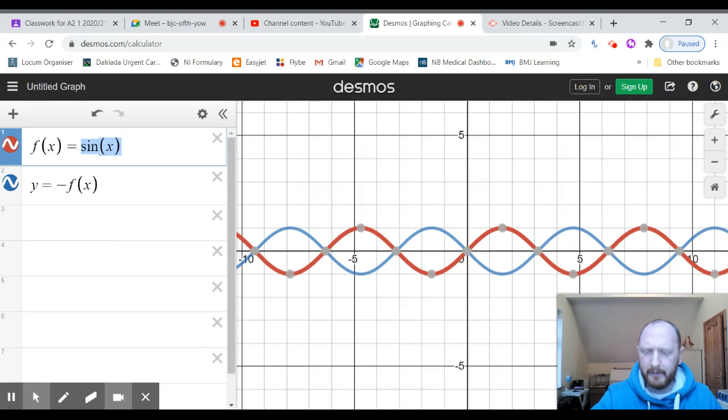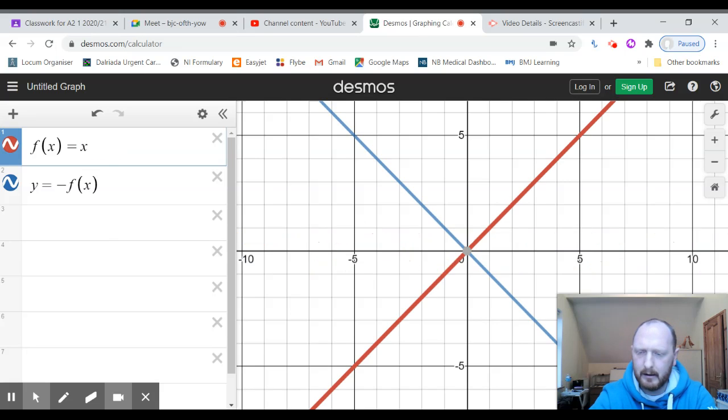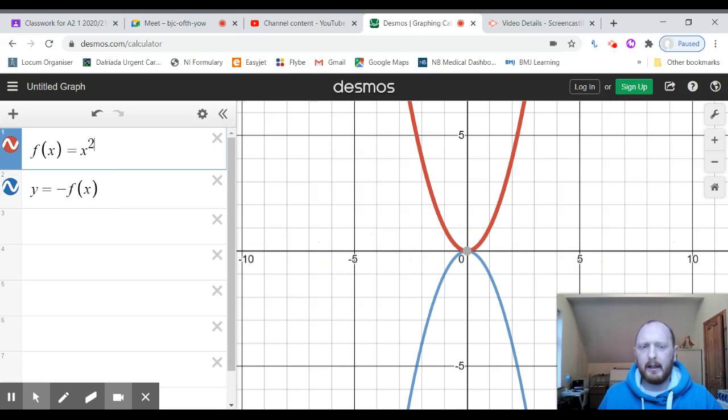We could do it again with a different function. So we could do x to the power of 2, and then it would be a lot clearer that it's a reflection in the x-axis. So we can see that it's being mirrored to a negative quadratic.